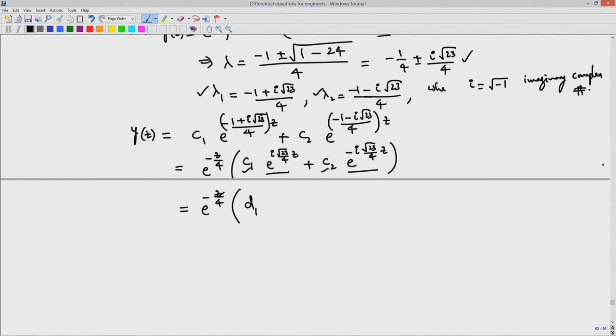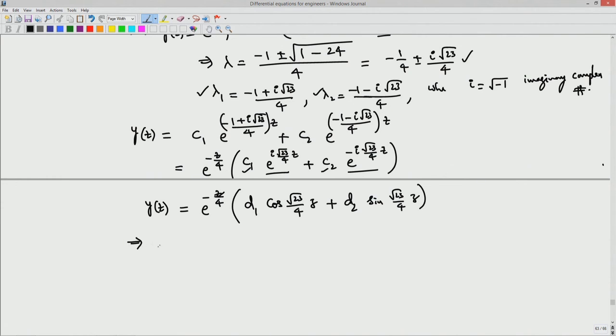C1, C2 are arbitrary. So, for the combination of C1 and C2, you will make C1 plus C2 as d1, cos root 23 by 4 z, plus here you get C1 minus C2 into I, times C1 minus C2, that is your d2. If you call it d2, you can write sin root 23 by 4 z. So, this is your general solution in the new variable z.